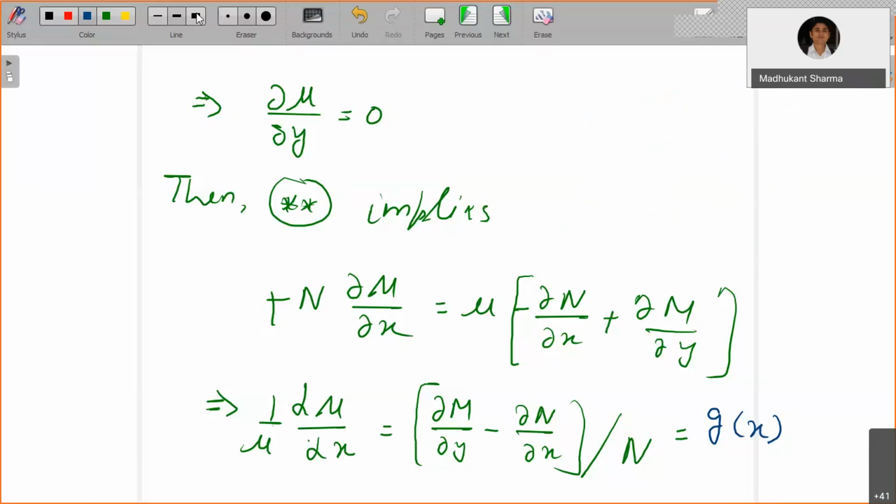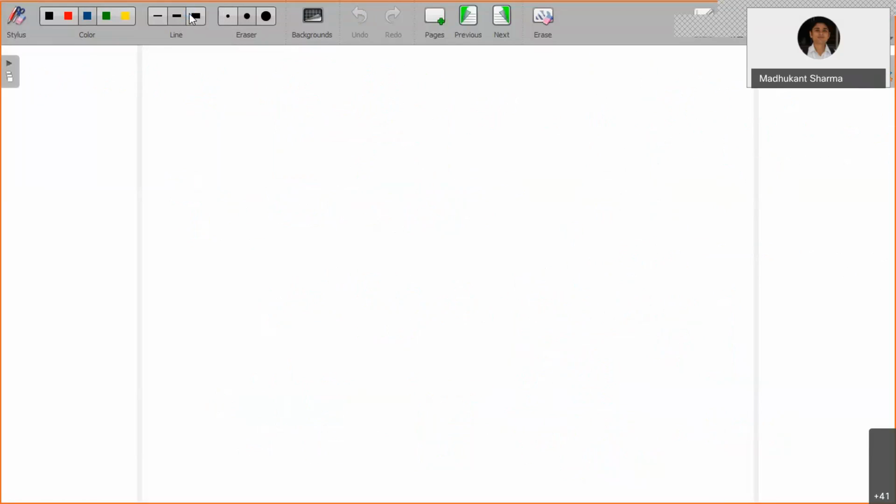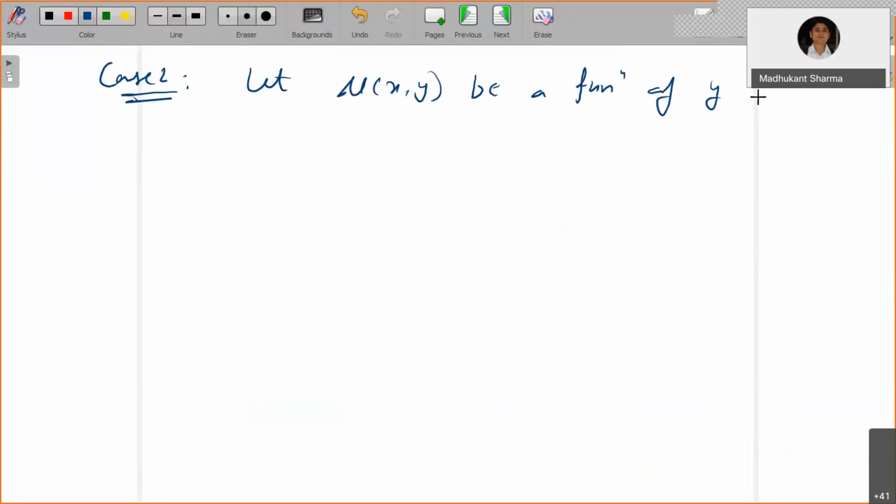Now, let's consider case 2. So this is one method. Case 2 is: let μ(x, y) be a function of y only. That is also possible, and we cannot get rid of this case either. So in that case, what will happen? This implies that ∂μ/∂x is 0.